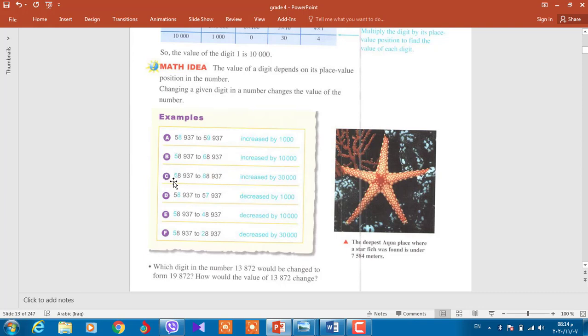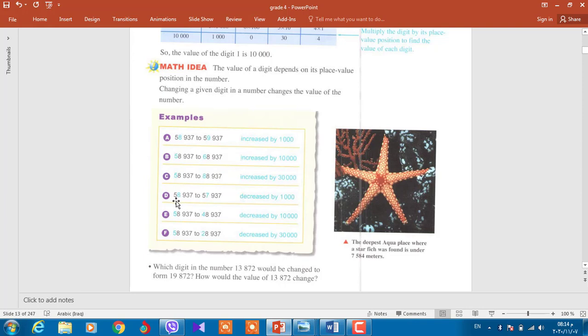In example C we have 58,937 changed to 88,937. This one is also increased by 30,000 because we have 5,000 changed to 8,000, dear student.